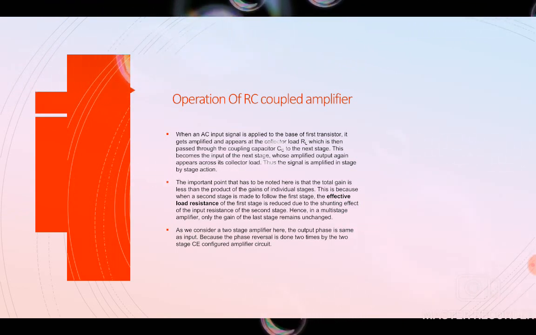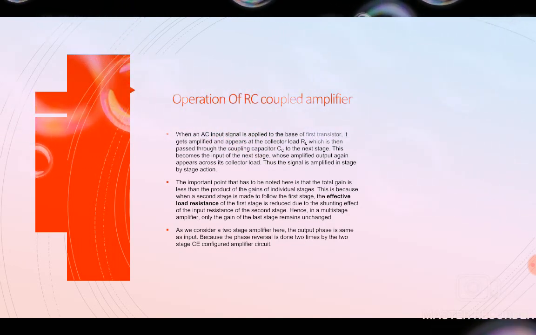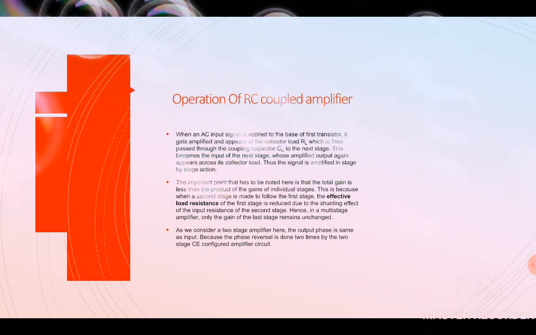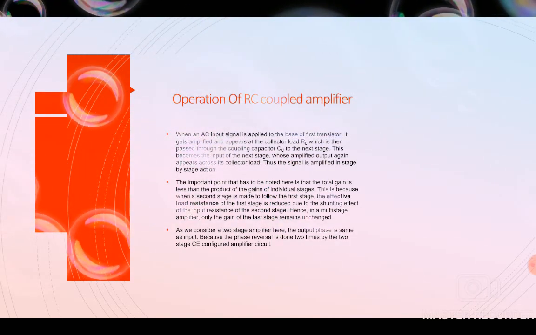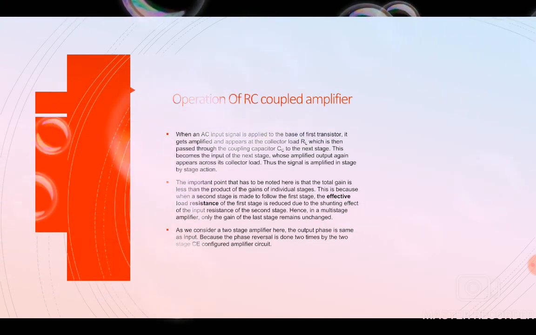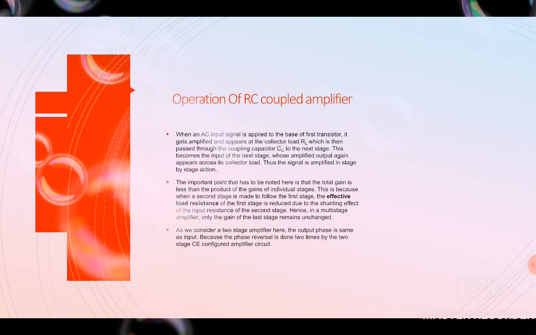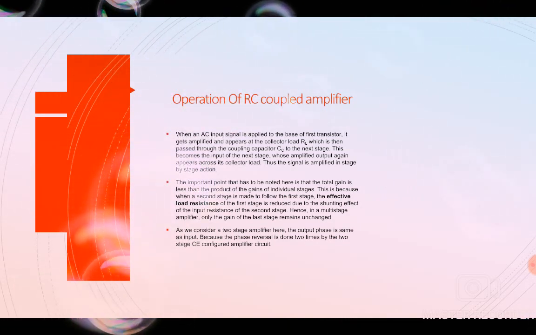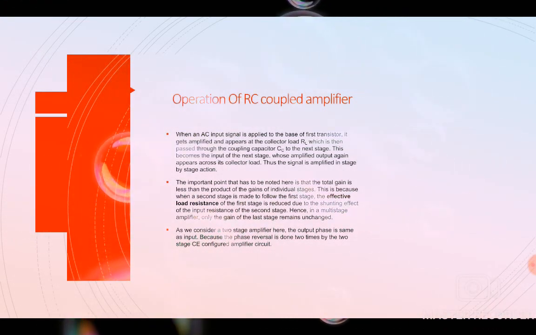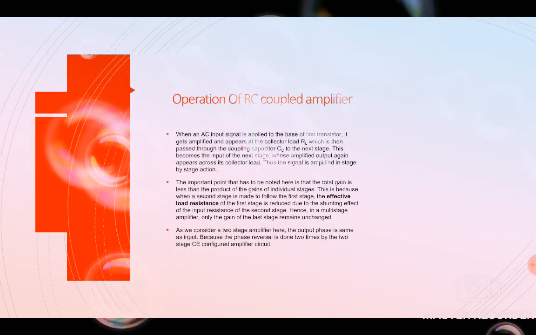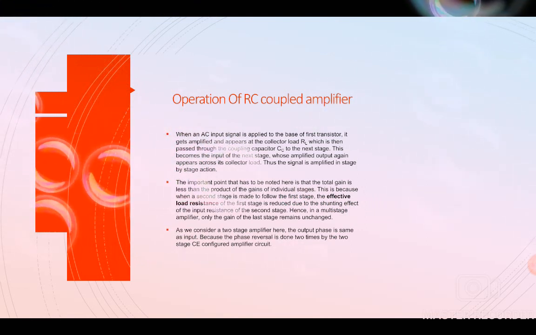Now the operation of RC amplifier. When an AC input signal is applied to the base of the first transistor, it gets amplified and appears at the collector load RL, which is then passed through a coupling capacitor CC to the next stage. This becomes the input of the next stage, whose amplified output appears across the collector load. Thus, the signal is amplified in the next stage.